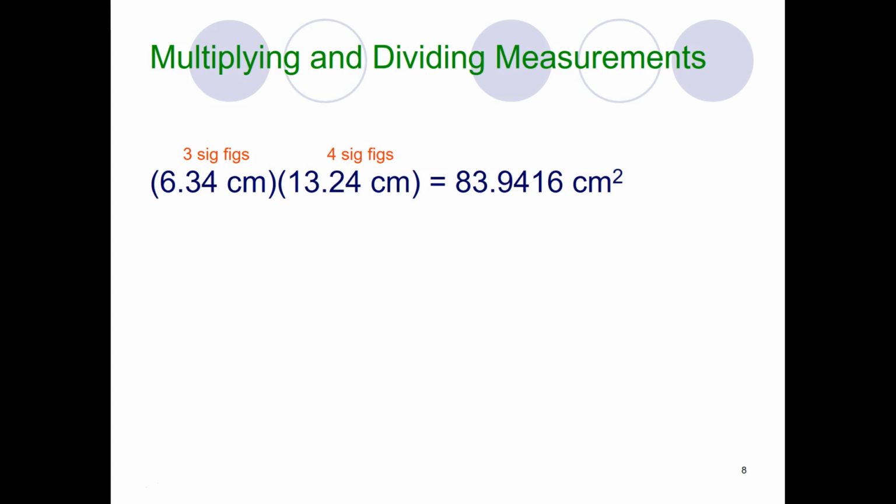So 83.9416, I only get to keep 3 of those digits that are significant. So 83.9. The units went from centimeters to centimeters squared because I took centimeters times centimeters. Centimeters times centimeters is centimeters squared. Let's do 2 more examples of this.